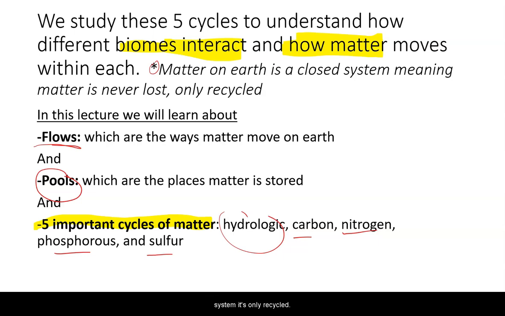If you've taken physics before, you should have learned this as the conservation of matter law, where you can't destroy matter and you can't create matter, you can only recycle it. And that's true even if it seems like we're creating things, we're not. We're just taking resources from the Earth, making more of our own stuff, and then those materials will be recycled back into the Earth system. So we can't ever create matter. Matter's only ever recycled.